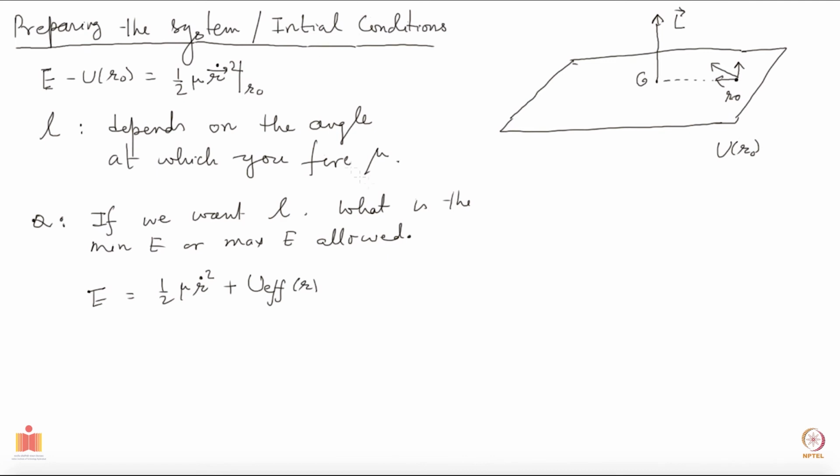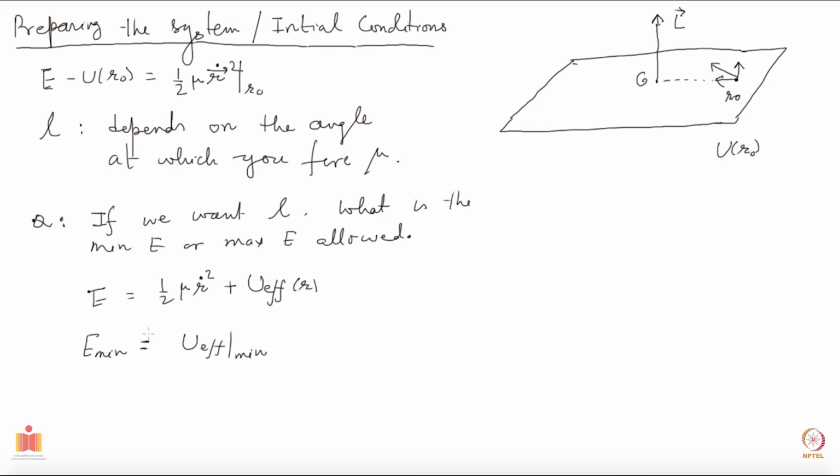Okay, so there is an L dependence in U effective, and let's say you have chosen some L. We want to know what is the minimum total energy that is allowed for the system to have. Clearly the minimum energy this can have is the minimum of this, provided I can put the r dot to be 0. So you get E minimum equal to U effective minimum.